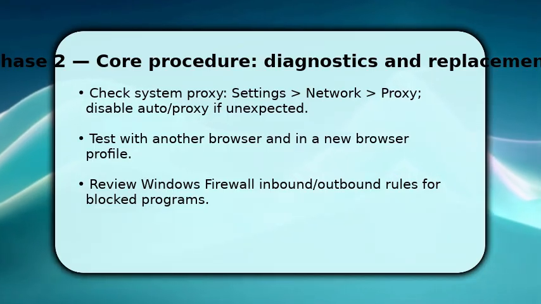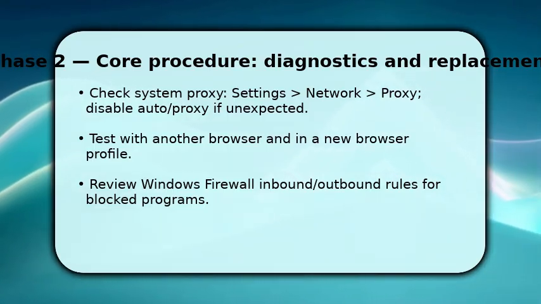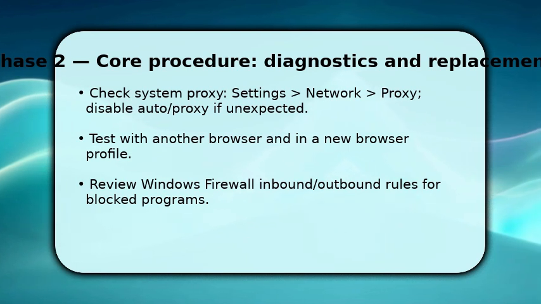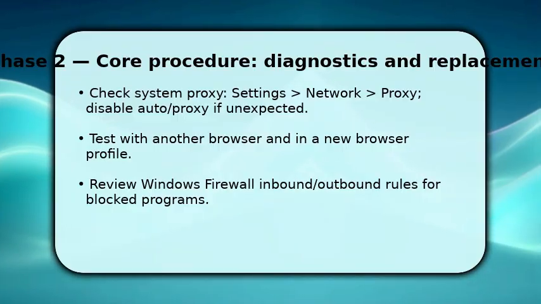Make sure Windows Firewall rules aren't blocking the app. Review inbound and outbound rules for the browser or service. These checks separate system-wide blocks from per-app or per-browser problems, so you know where to focus repairs.